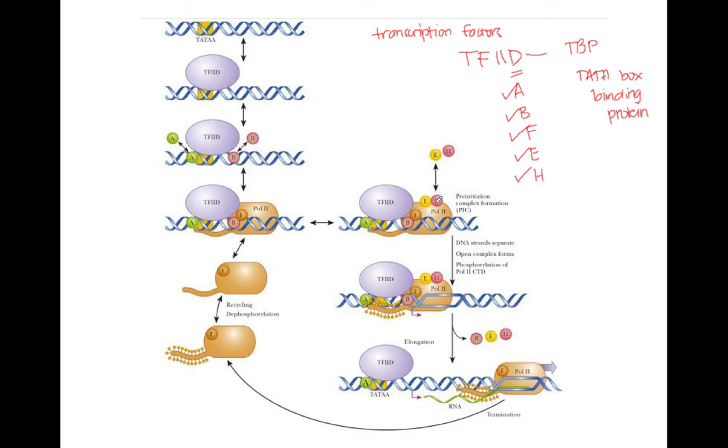So, during this point, the DNA strands start to separate. So now you have an open complex. And the tail, so this is the tail of your polymerase 2, which is in the C-terminus domain. This tail gets phosphorylated, meaning phosphate groups are attached to it. So once it's phosphorylated, it is now activated. Once the polymerase 2 has been activated, B, E, and H dissociate. And these are eventually degraded.